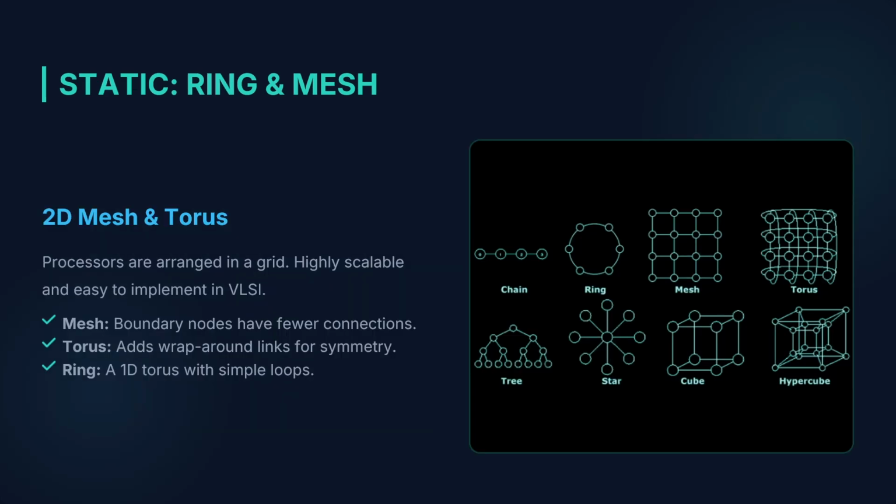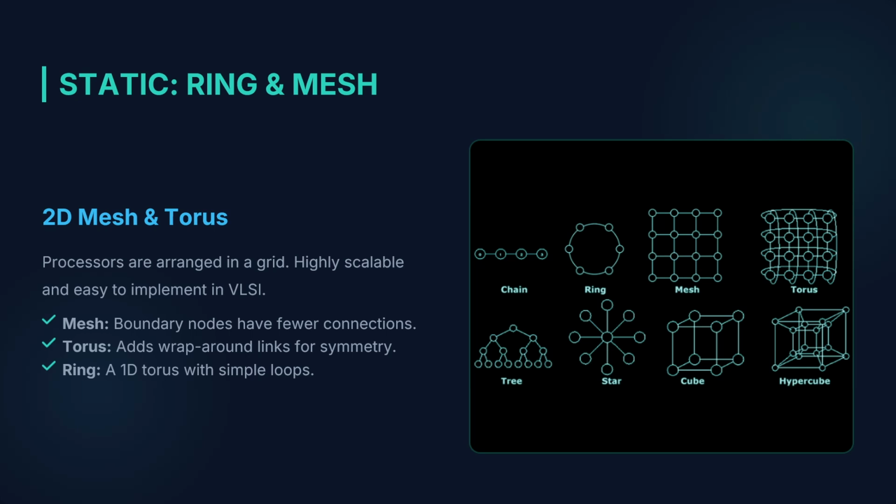Let's look at some static designs you might actually recognize. The 2D mesh is incredibly common. It's laid out like a city grid. It's very easy to build on a silicon chip. However, if you are on the edge of the grid, you have fewer neighbors. To fix that, we create a structure called a torus. Imagine taking that flat city grid and wrapping the top edges to the bottom and the left edges to the right, like the map in the game Pac-Man.